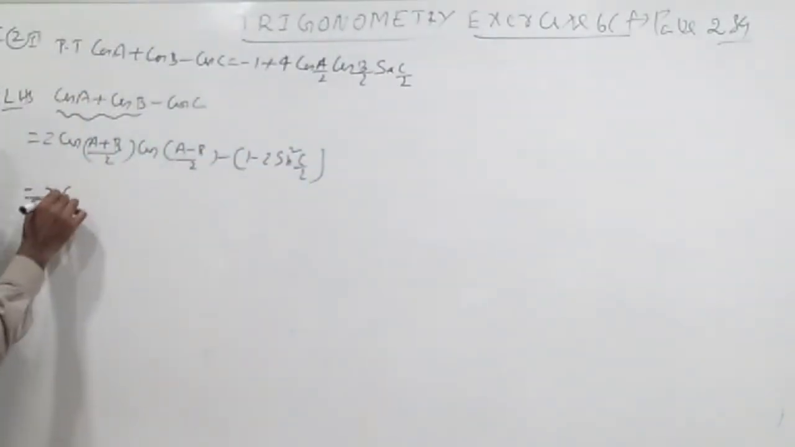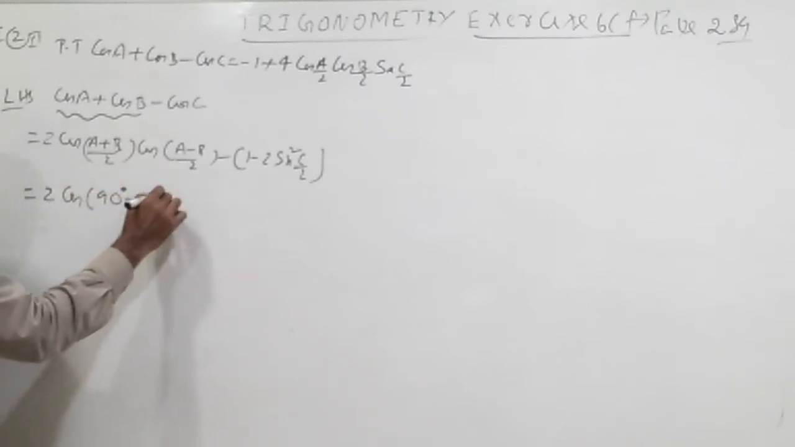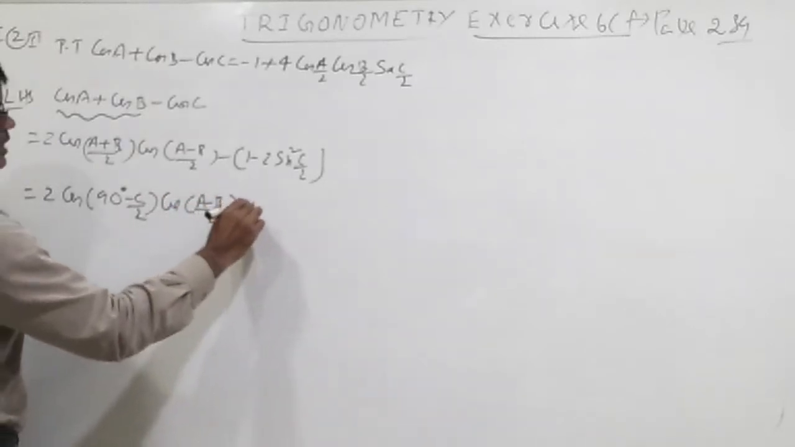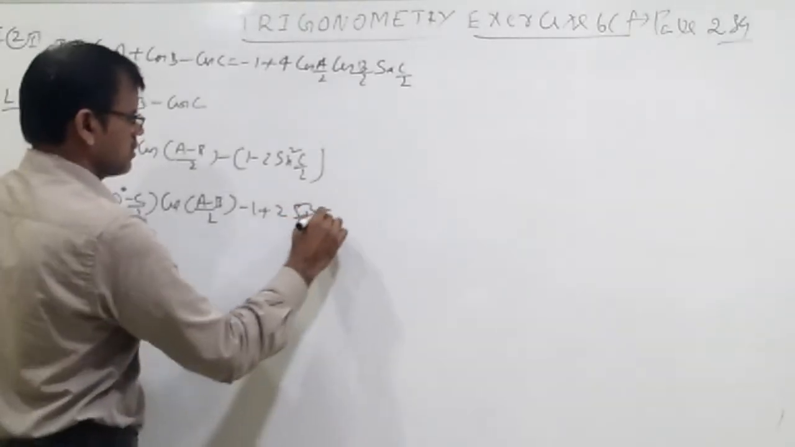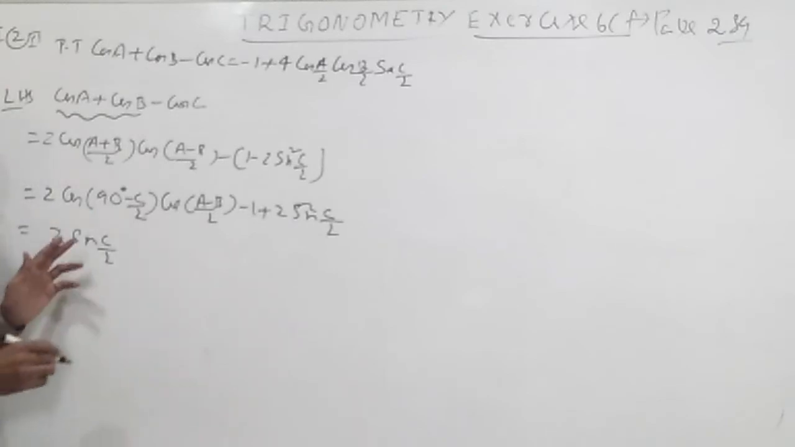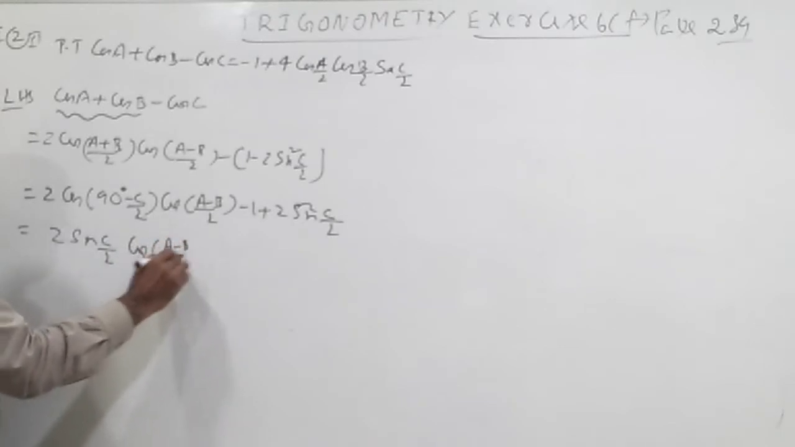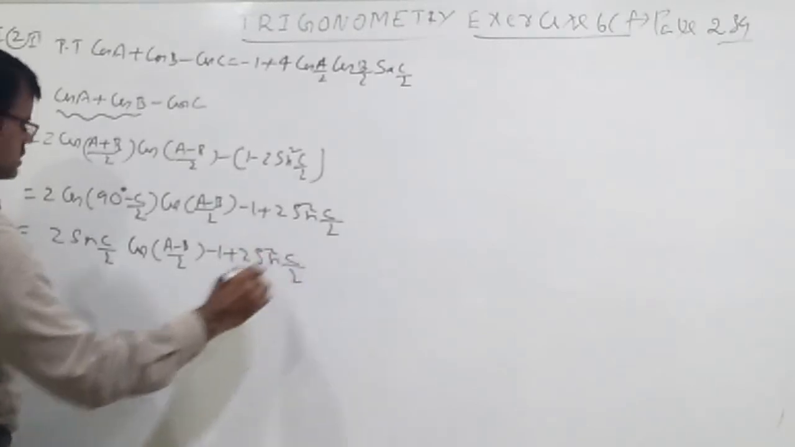Now 2 cos of, you can write this as 90 degrees minus C by 2, into cos of (A minus B) by 2, minus 1, minus of minus, plus 2 sin square C by 2. That is equal to 2 into, we can write sin C by 2, because cos of 90 minus theta becomes sin theta. 2 sin C by 2 into cos of (A minus B) by 2 minus 1 plus 2 sin square C by 2.